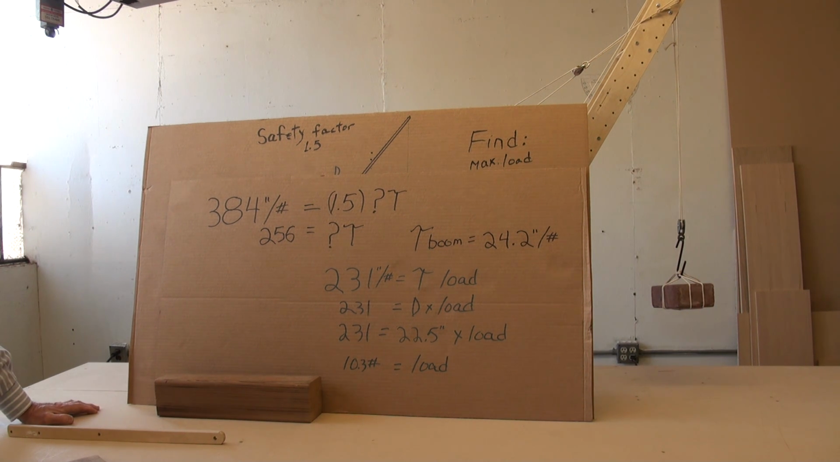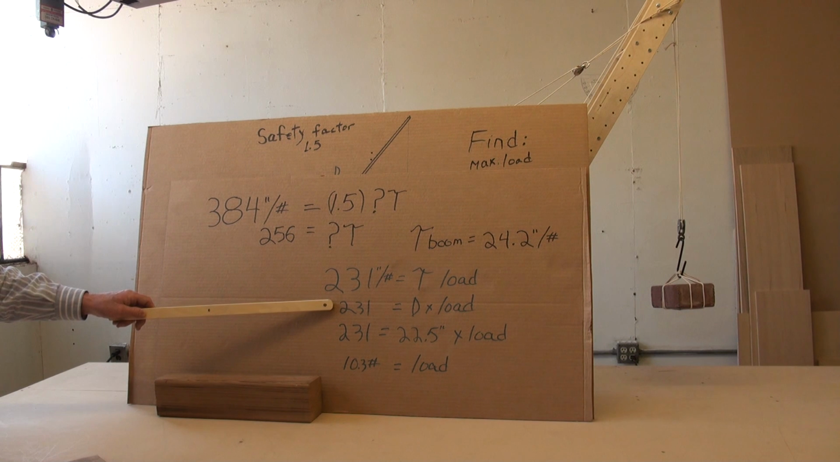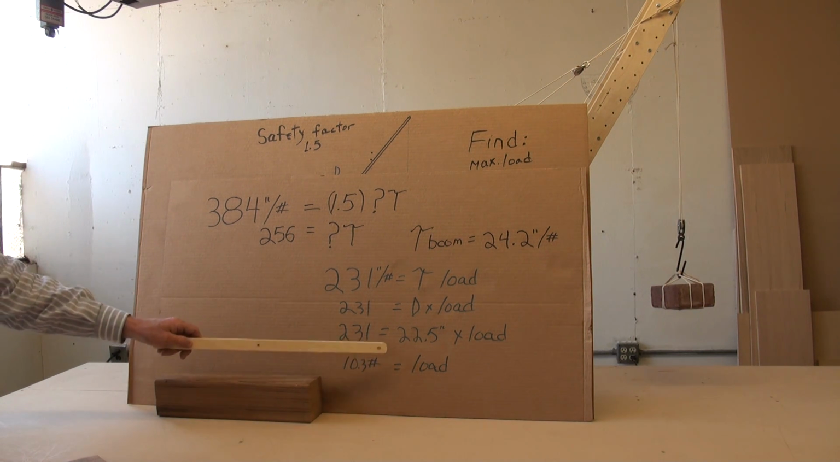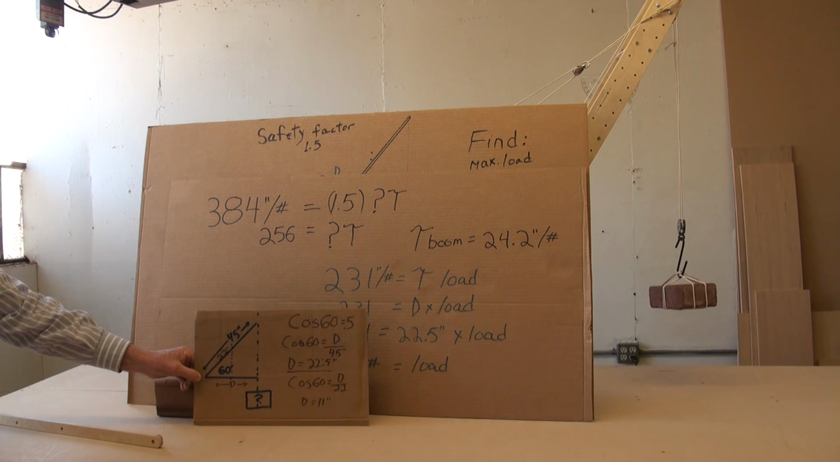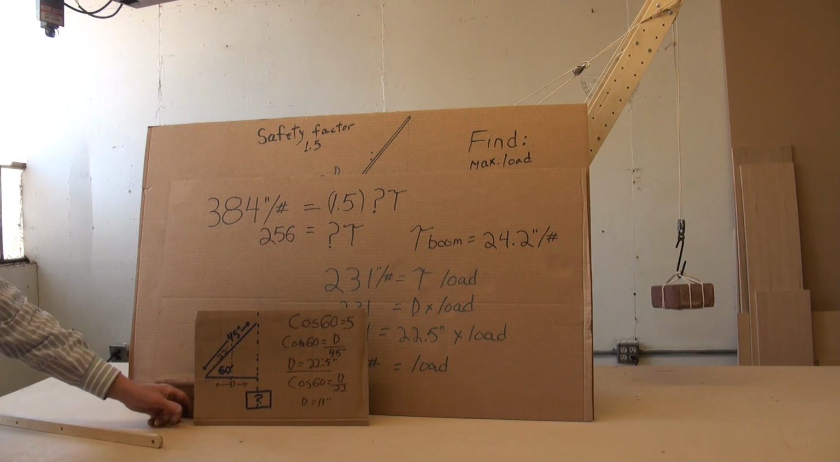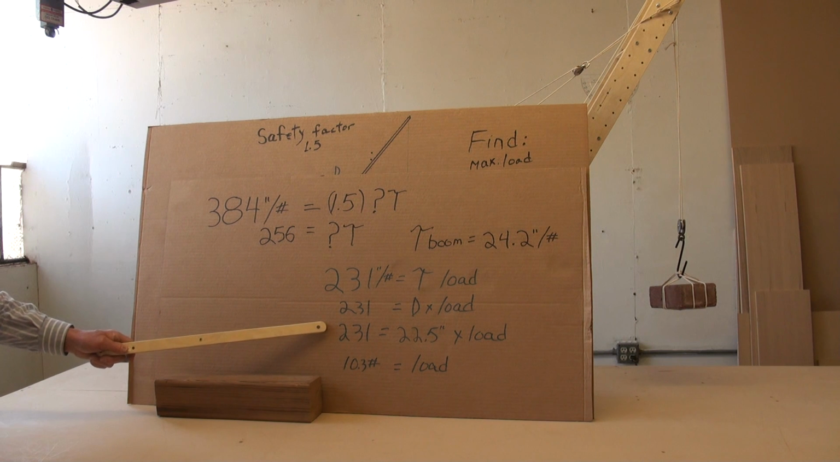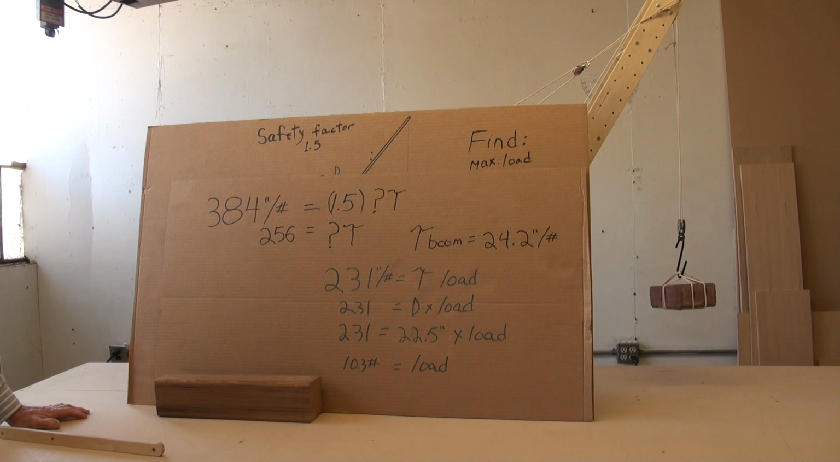Now remember, torque is weight times distance. Weight is the same thing as the load. So here's the next line, simple algebra. How do we get load? We divide by the distance. Oh, you forgot what the distance was, right? Here it is. 22.5 inches is the distance. Divide by 22.5, and there's our answer, 10.3 pounds. So that's the maximum load you can lift with the safety factor and the counterweight that you have.